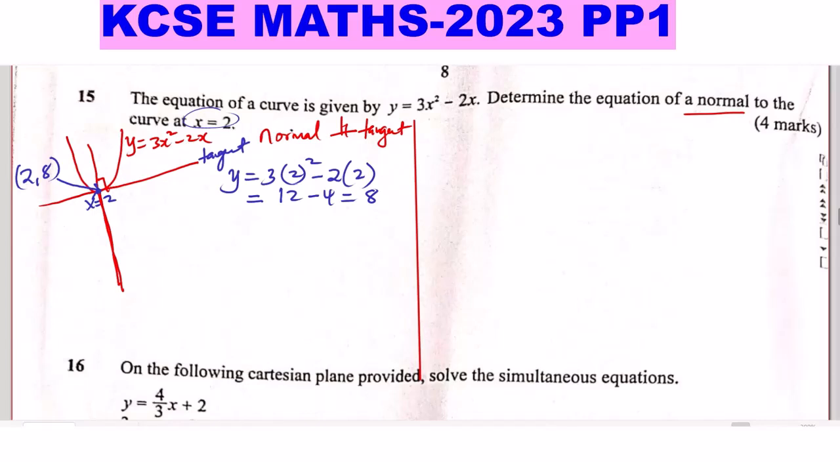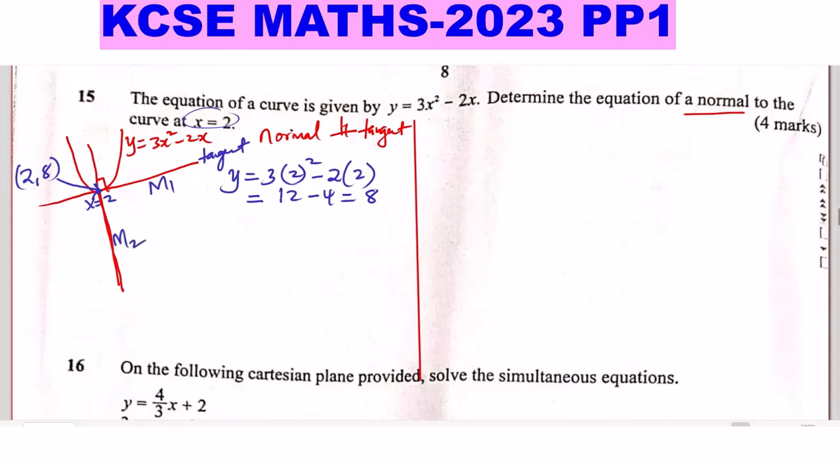We need the equation of the normal. For us to get the equation of that normal, which is a straight line, we will need one point and the gradient. So how do we get the gradient? We shall start by getting the gradient of the tangent, which I will denote by m1, and the gradient of the normal by m2.